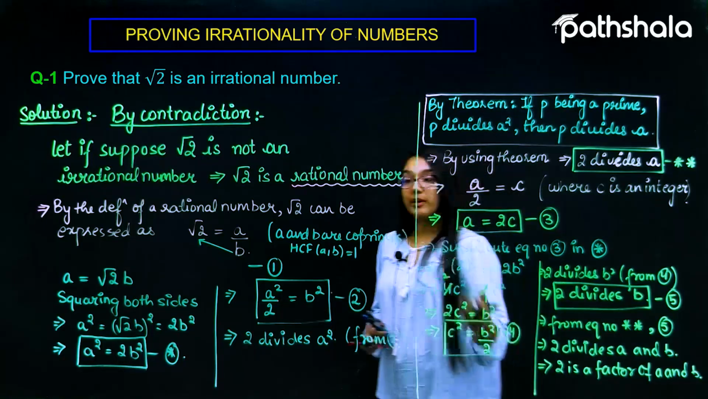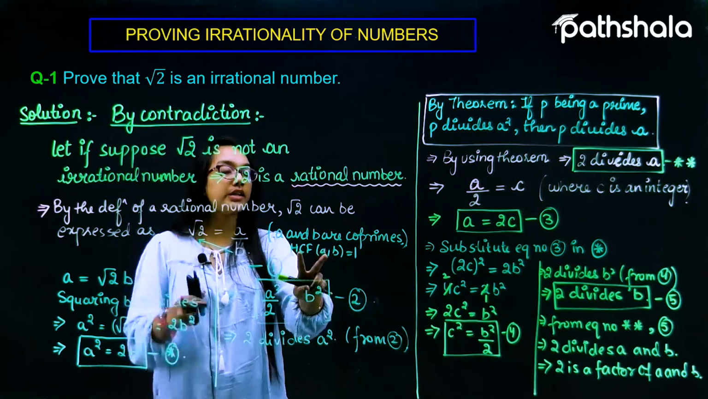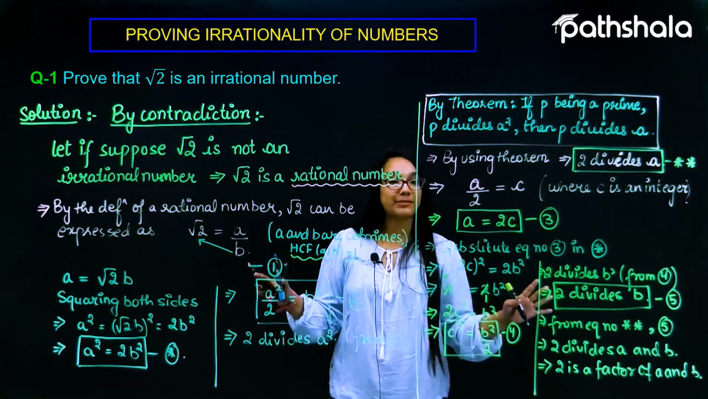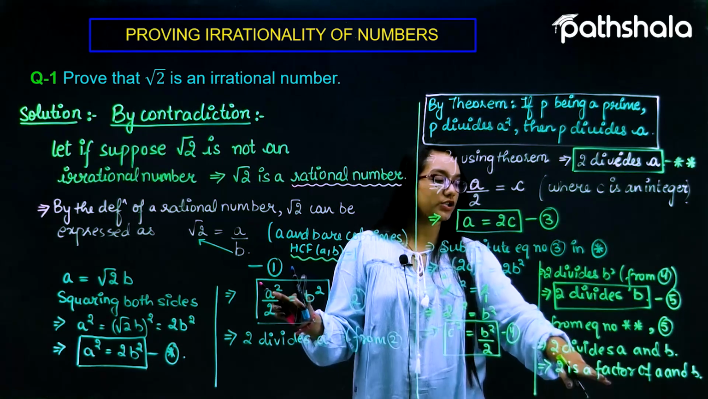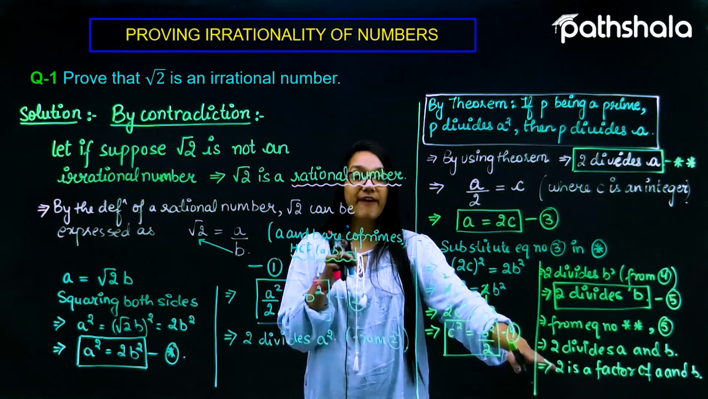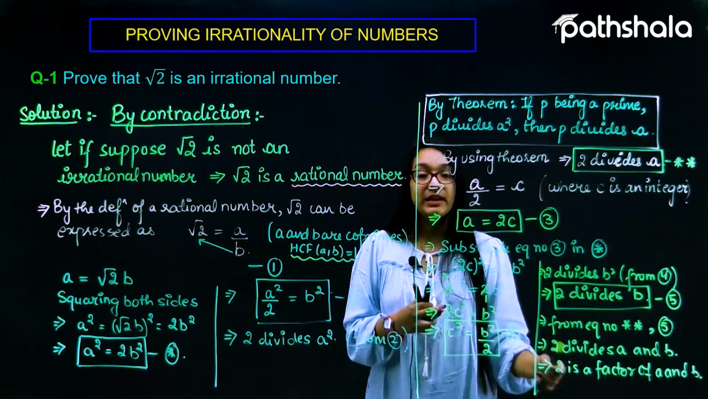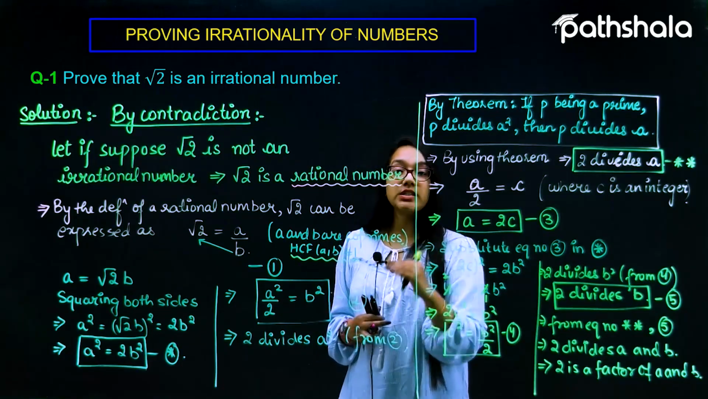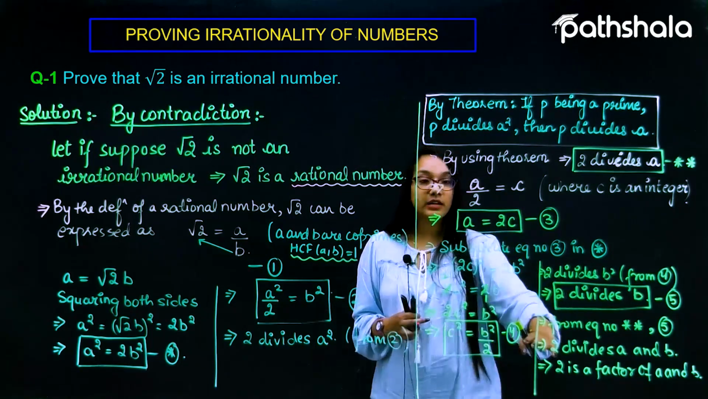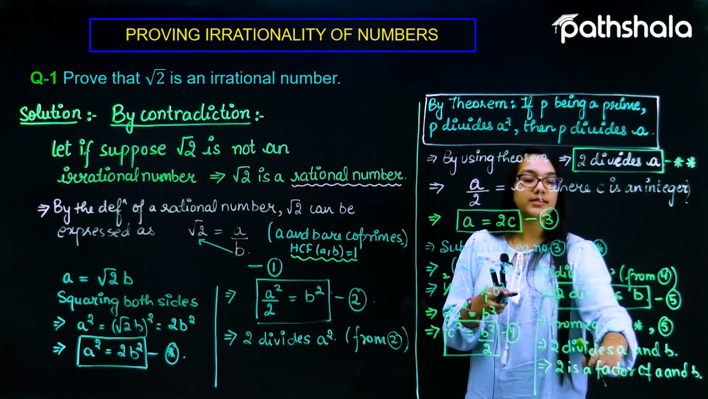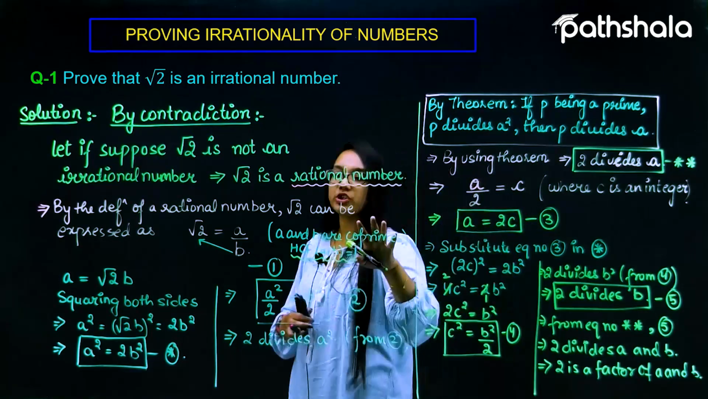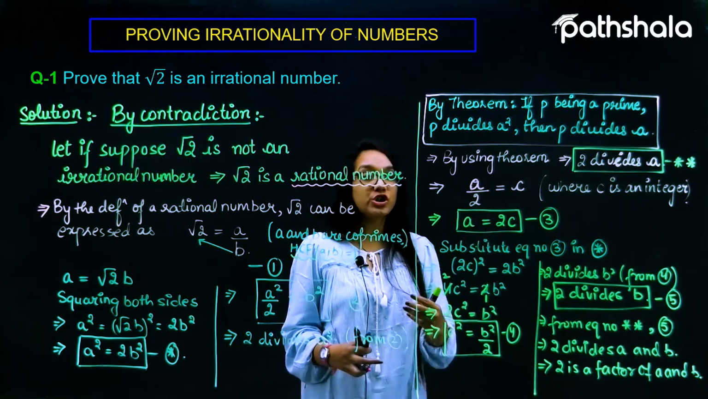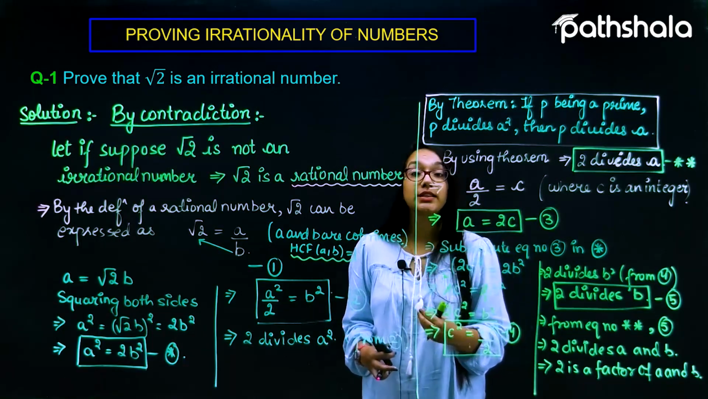But we know from equation number 1 that the highest common factor of a and b is nothing but 1. They do not have any other factor except 1. But at the end of this solution, we get the answer that 2 is a factor of a and b. It means that our supposition is wrong, that square root 2 is a rational number, because as per our supposition, the highest common factor of a and b is nothing but 1. So our supposition of taking square root 2 as a rational number is wrong.